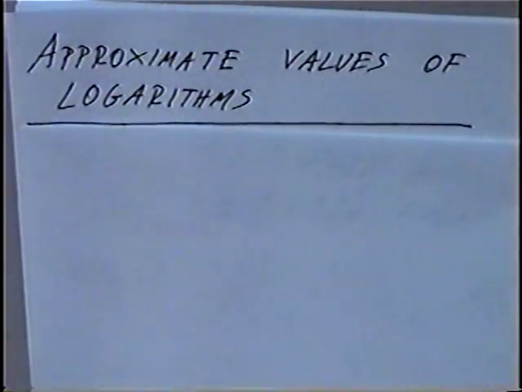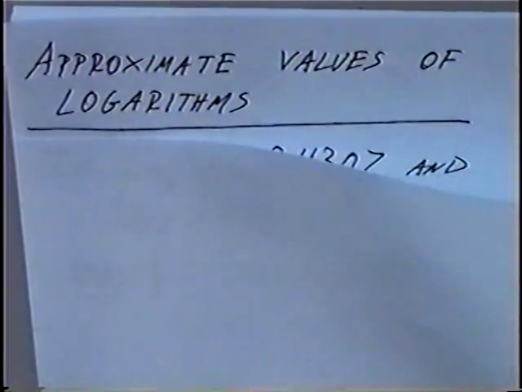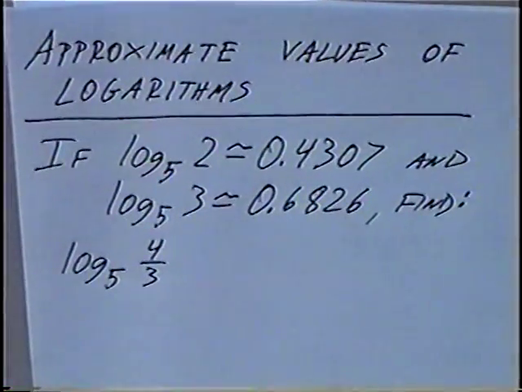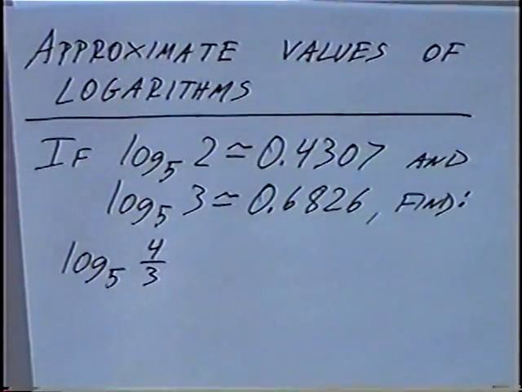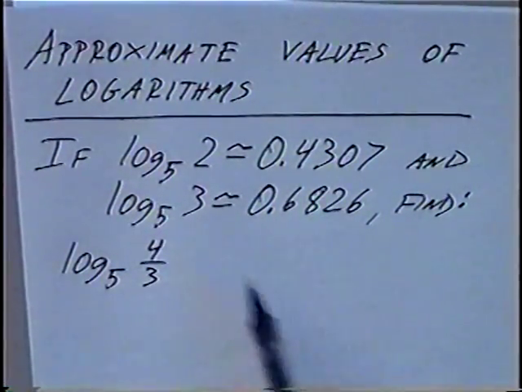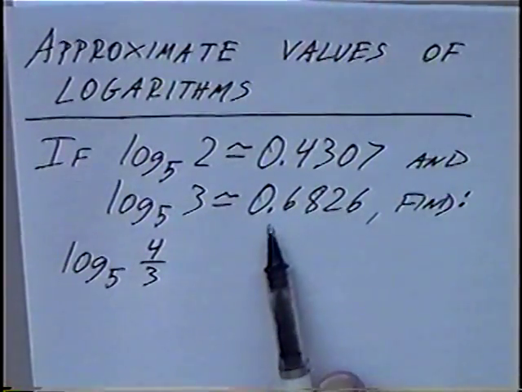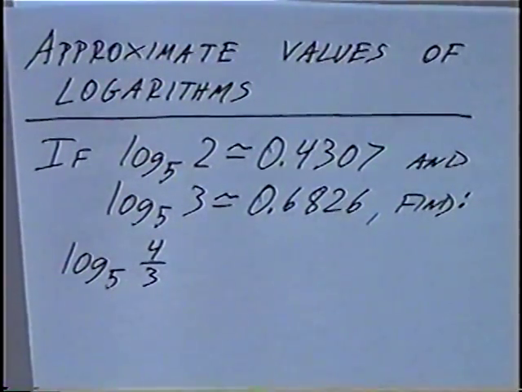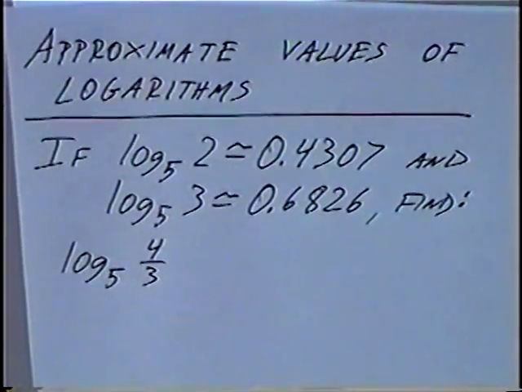Title of the next section is Approximate Values of Logarithms. In this section we'll use given values for some logarithms and approximate the values of other logarithms. First question, if log 2 base 5 is approximately 0.4307 and a second log, log 3 base 5, is approximately 0.6826, we'll find the value of logarithm 4/3 base 5.